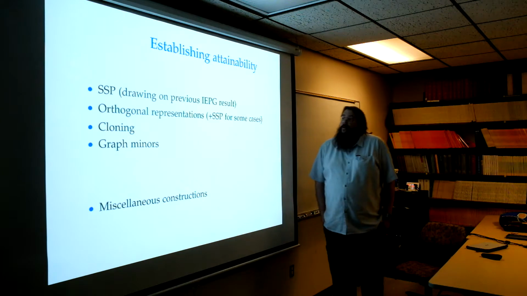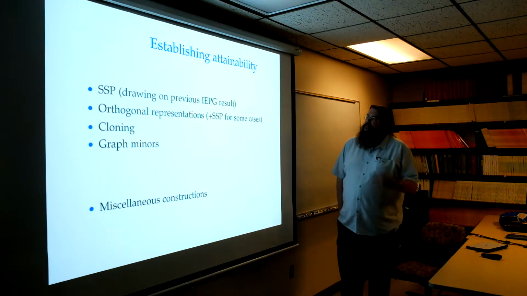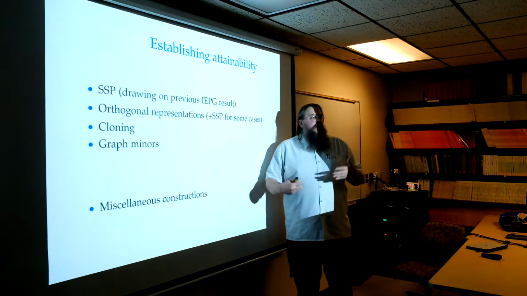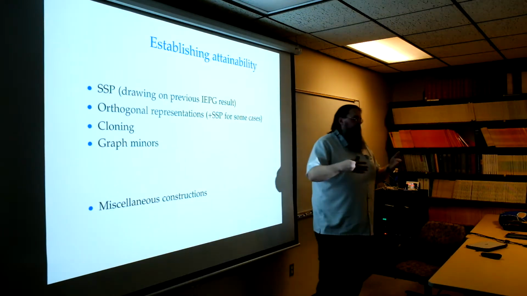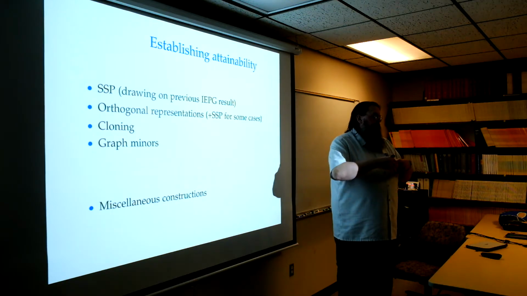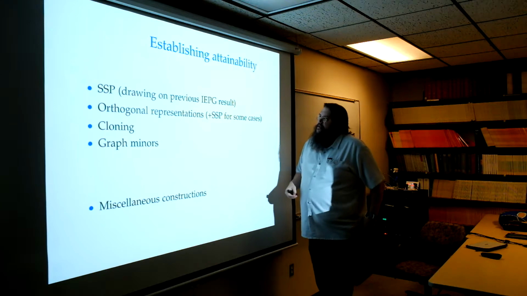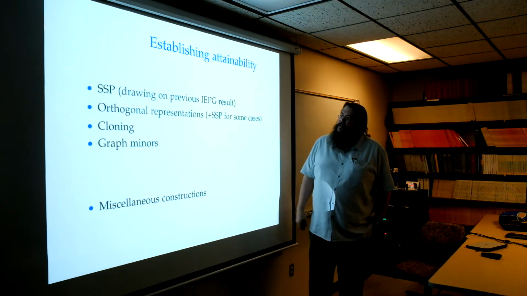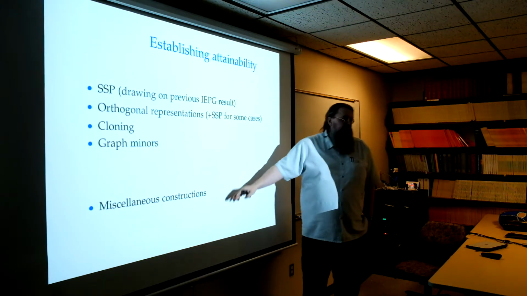But let's talk about what is possible, establishing attainability. So there's a few things we're going to use. There's the strong spectral property, where we can build off of what was already known for the inverse eigenvalue problem result, because a lot of the smaller graphs on 5 or fewer vertices tend to be able to achieve things by being spectrally arbitrary, and with SSP, that lets us build off of things really nicely. You get orthogonal representations, and occasionally we get SSP for some of those. There's cloning, which we'll talk about more. There's graph minors, and there's miscellaneous constructions.